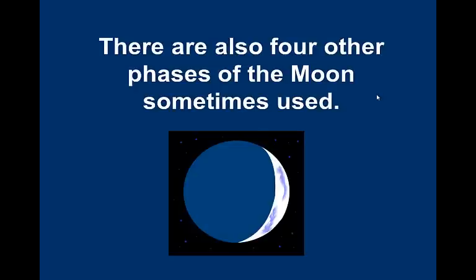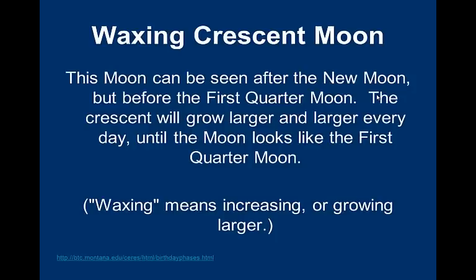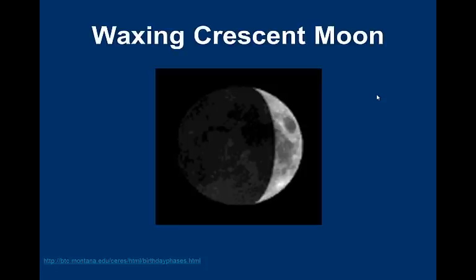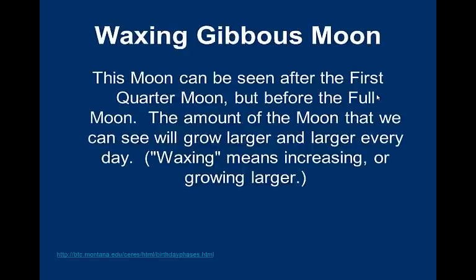There are also 4 other phases of the moon sometimes used. Waxing crescent moon. This moon can be seen after the new moon but before the first quarter moon. The crescent will grow larger and larger every day until the moon looks like the first quarter moon. Waxing means increasing or growing larger. So here you can see it's a little bit bigger, a little bit more lighted than a new moon, but not quite all the way as a first quarter.